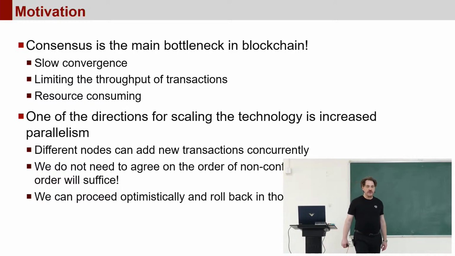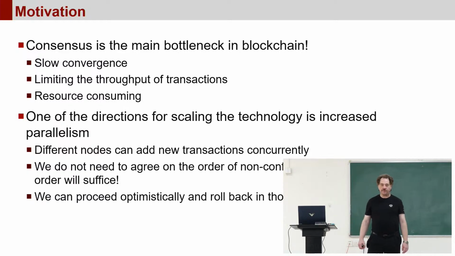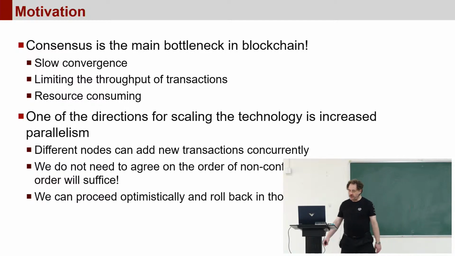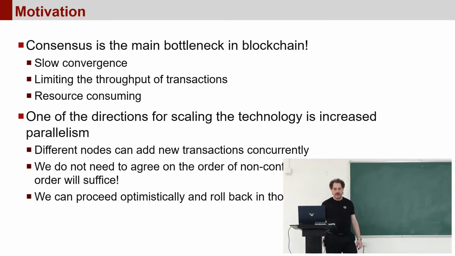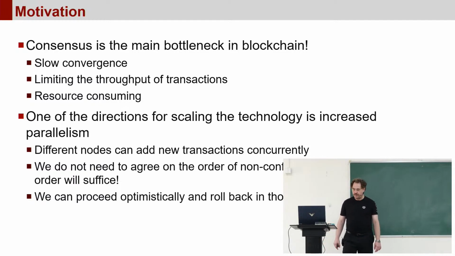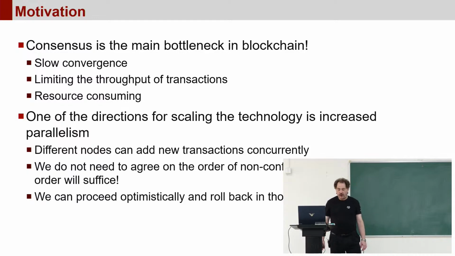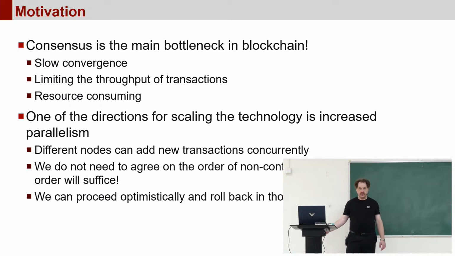So one of the reasons for the low throughput of transactions in Bitcoin is the need to serialize the blocks. But what if different nodes can add new transactions concurrently? Okay, some of the transactions may be conflicting. They could be double spending, for example. But not all transactions are related to each other. And effectively, why would we need to agree on the order of non-conflicting transactions? We can include all of them in whichever order.